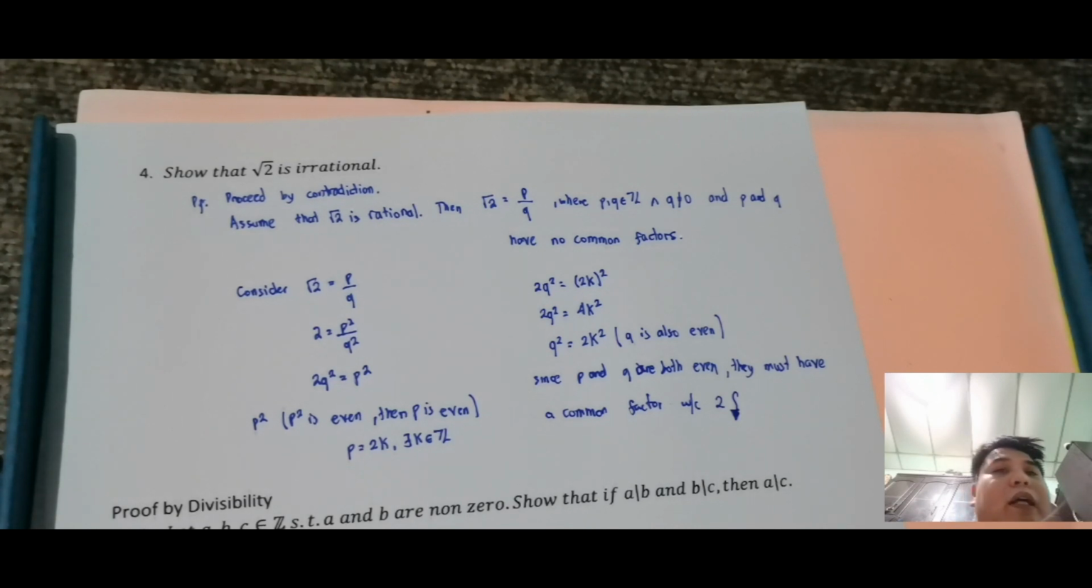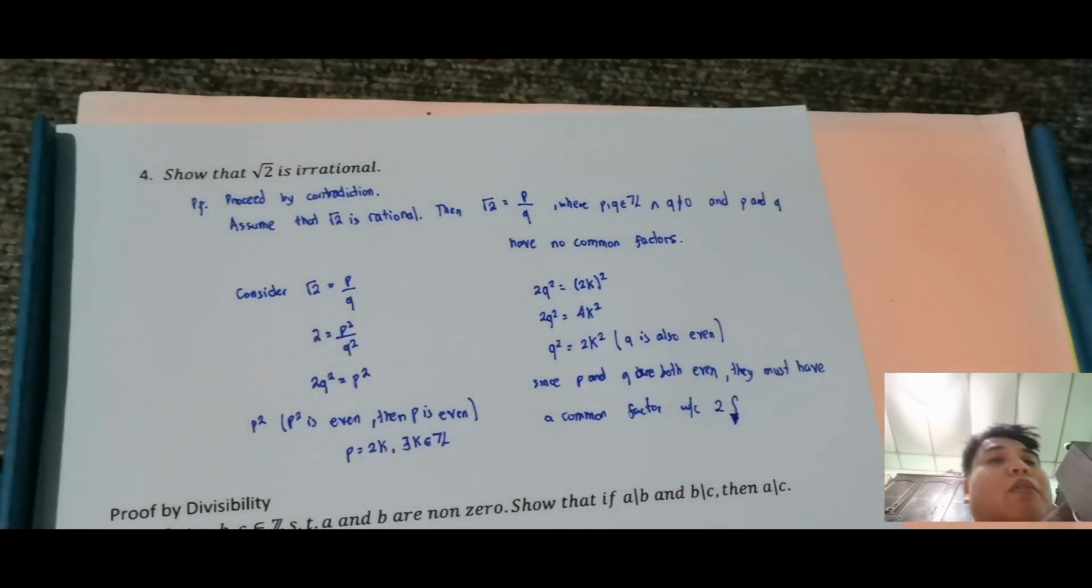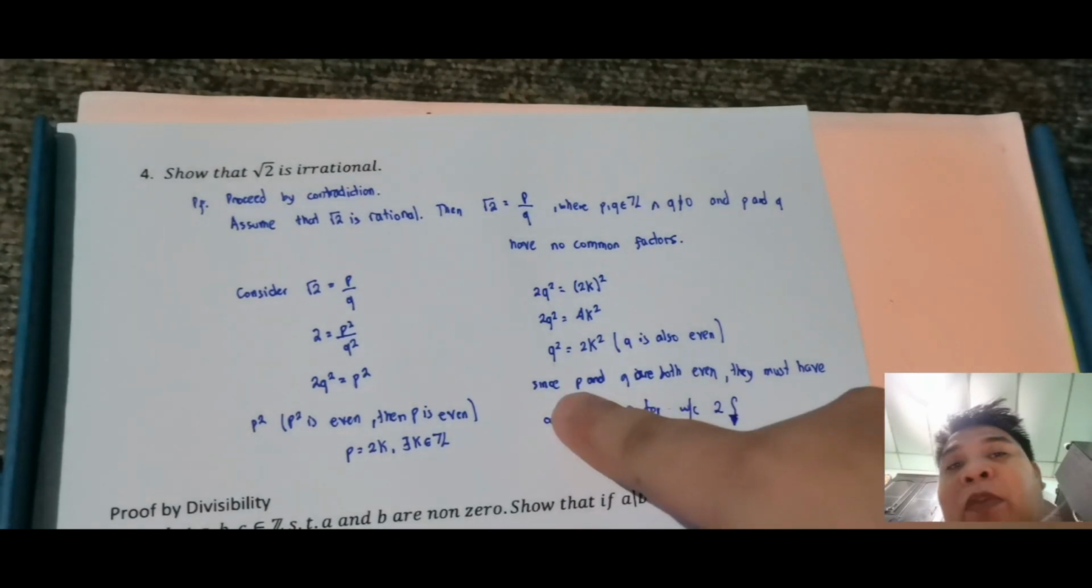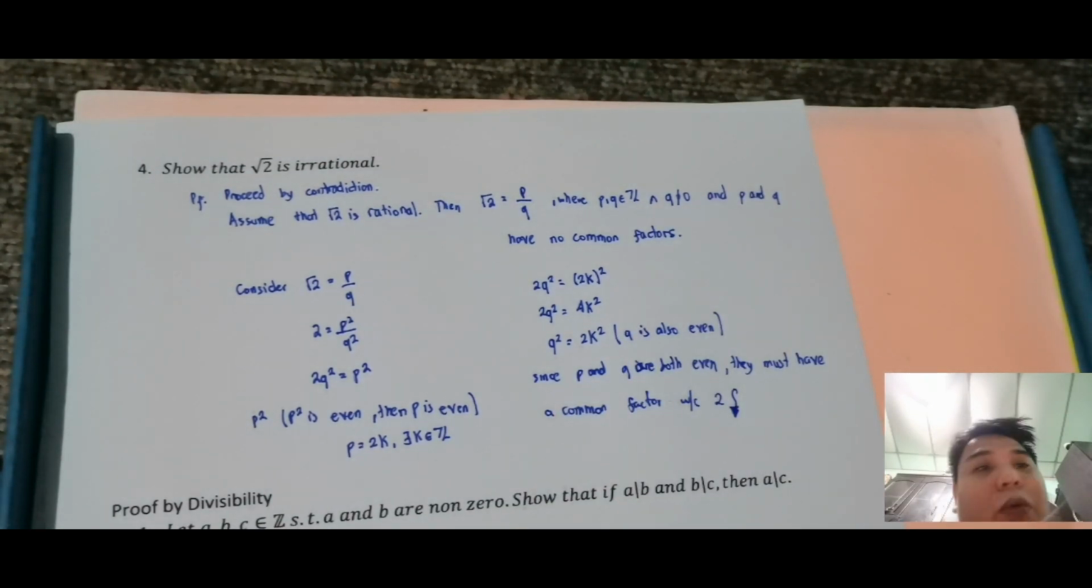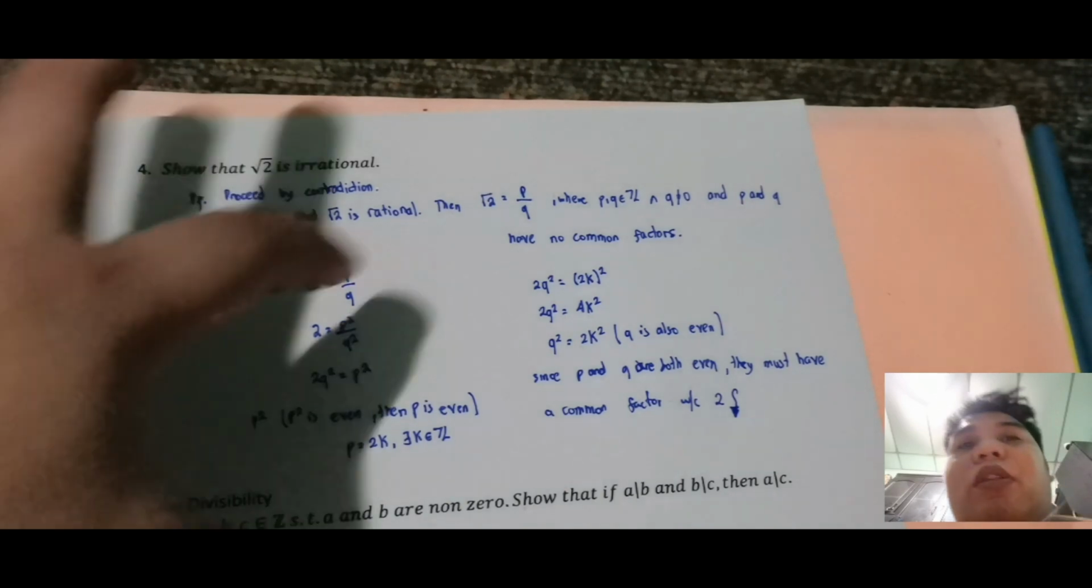So, bakit sir? Pansinin yung statement. Assume that square root of 2 is rational. Then square root of 2 is equal to P over Q, where P and Q is element of integer and Q is not equal to 0. And P and Q have no common factor. Again, P and Q have no common factor. But, since P and Q are both even, they must have a common factor which is 2. So, contradicting yung dalawang to.